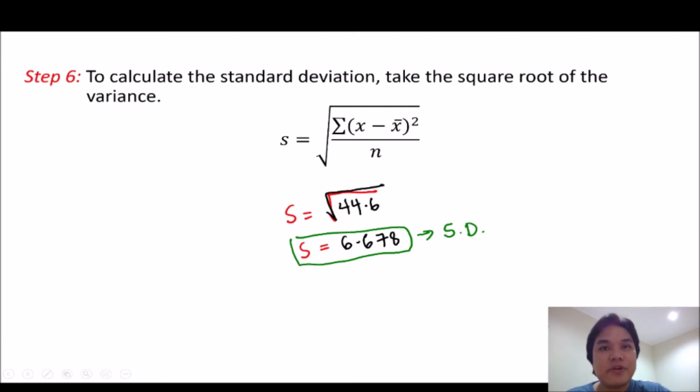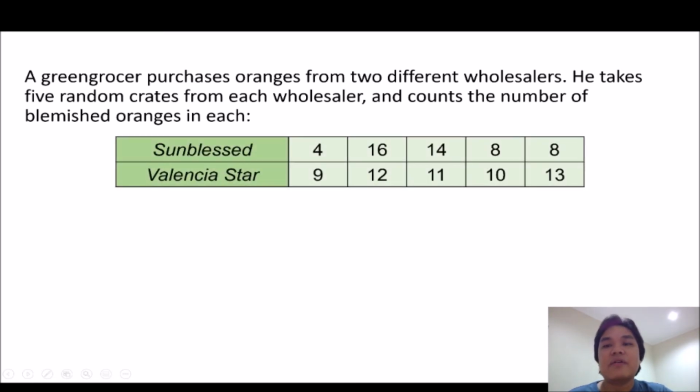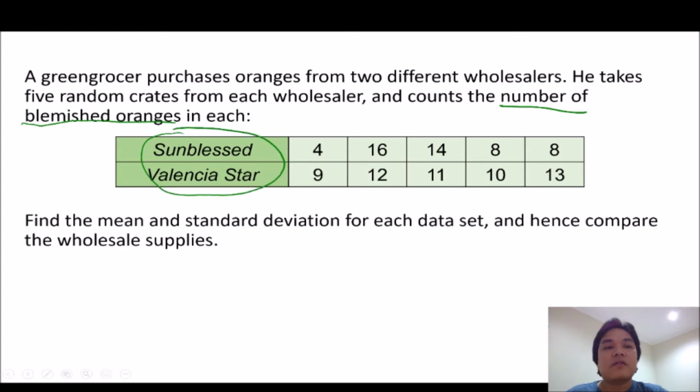Okay, let me show you another example. A greengrocer purchases oranges from two different wholesalers. He takes 5 random crates from each wholesaler and counts the number of blemished oranges in each. So the scores represent the number of blemished oranges. The wholesalers are Sun Blessed and Valencia Star. We are asked to find the mean and standard deviation for each data set and compare the wholesale supplies.